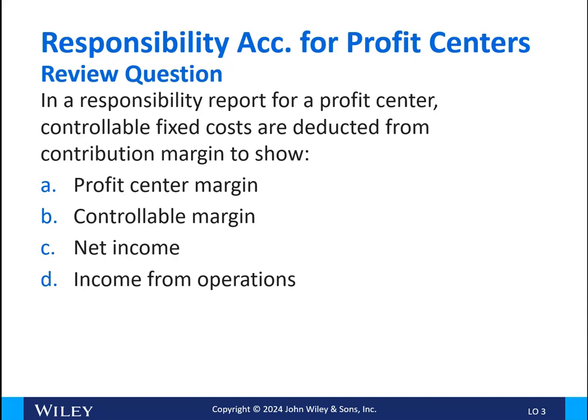In a responsibility report for a profit center, controllable fixed costs are deducted from contribution margin to show the profit center margin, the controllable margin, net income, or income from operations. We just looked at, it's the controllable margin.